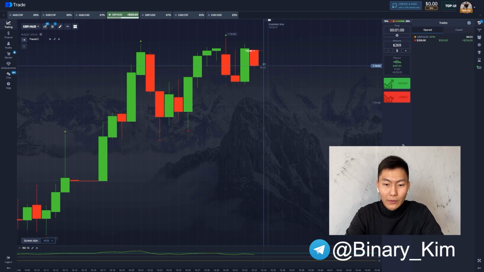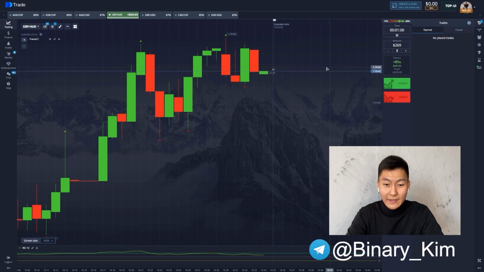Today we are gonna work with the fractal and the RSI. These are the trend indicators, and we are gonna open positions with the trend. So we see a nice downward dynamics, and I think we are good.